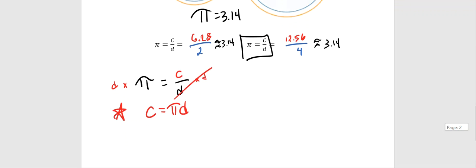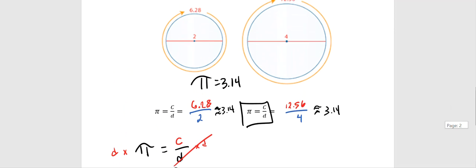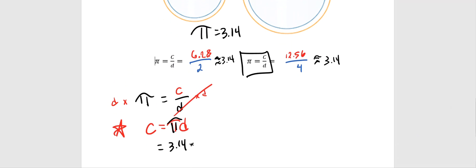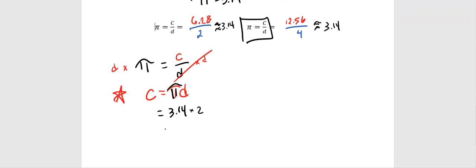To solve for the circumference of a circle, we will simply take that value of pi, 3.14, and multiply it by whatever our known value is for the diameter. So if I were to work backwards, I know that pi is 3.14. Going back to the circle, I know that the diameter is 2. And if I multiplied 3.14 times 2, I would indeed confirm that the circumference is what we started with, 6.28 units.